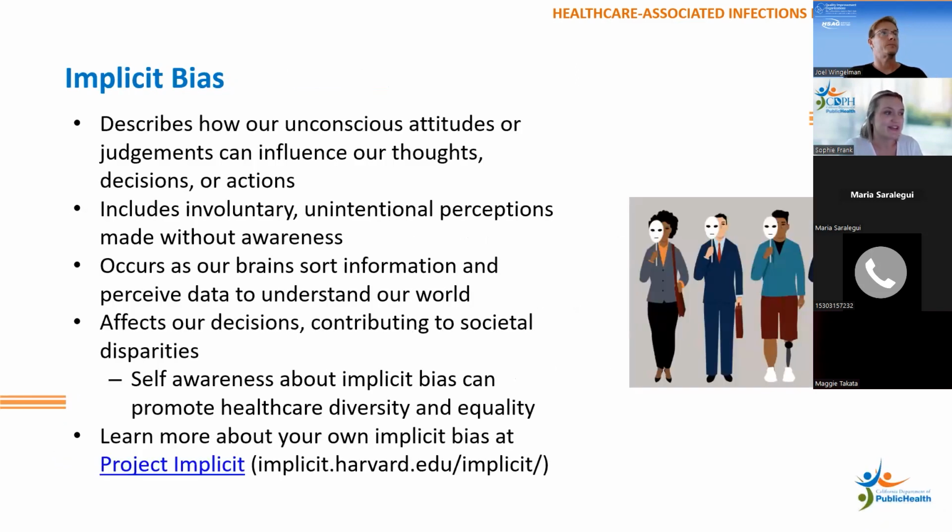So this is a slide we present in all of our courses to make ourselves aware of implicit bias. Implicit bias describes how our unconscious attitudes or judgments can influence our thoughts, our decisions, or our actions. This includes involuntary and unintentional perceptions made without us even being aware, and occurs as our brains sort information and perceive data to understand the world. Our implicit biases can affect our decisions, which can contribute to societal disparities. In being self-aware about our own implicit biases, we can promote healthcare, diversity, and equality. So we welcome you to learn more about your own implicit bias at Project Implicit at the website listed here.